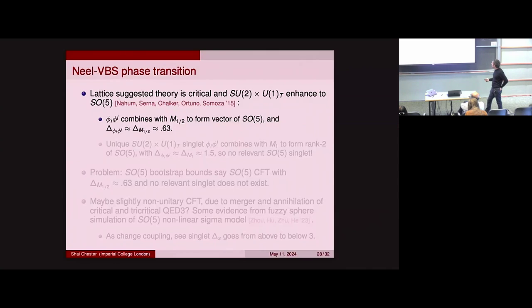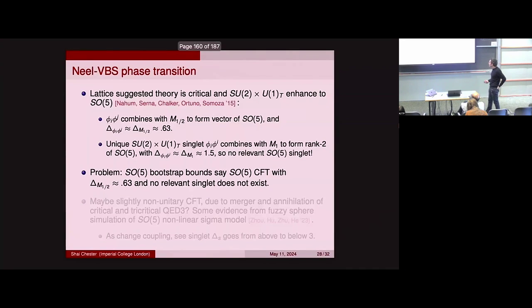One important aspect of the story is that if you assume the theory was critical from the SU2 cross U1 perspective, i.e. there was one relevant singlet, and then if you assumed SO5 symmetry, that relevant singlet became part of the rank 2 of SO5, which is not a singlet. So if SU2 cross U1 is critical, that would mean that SO5 has no relevant singlet, which is a very bold conjecture, and that bold conjecture was cruelly destroyed by a bootstrap analysis, which you could do basically in 2 minutes, because you just do a bootstrap bound for SO5 symmetry, assuming no relevant singlets, and you see that everything is ruled out.